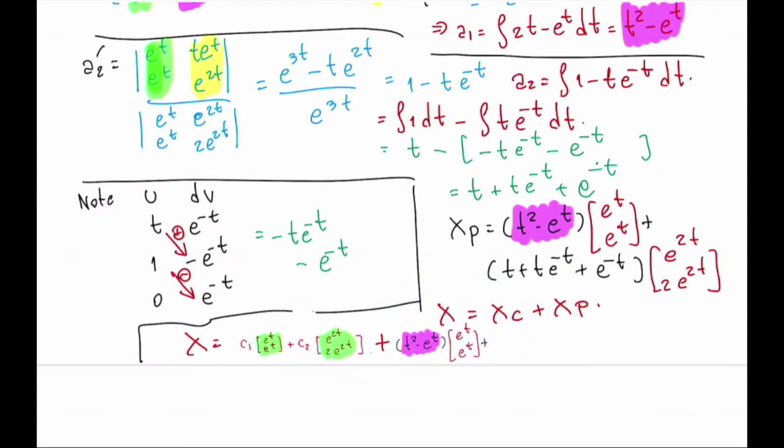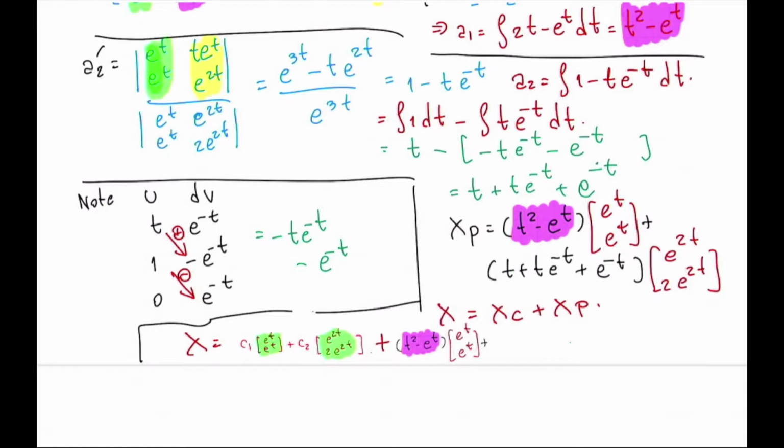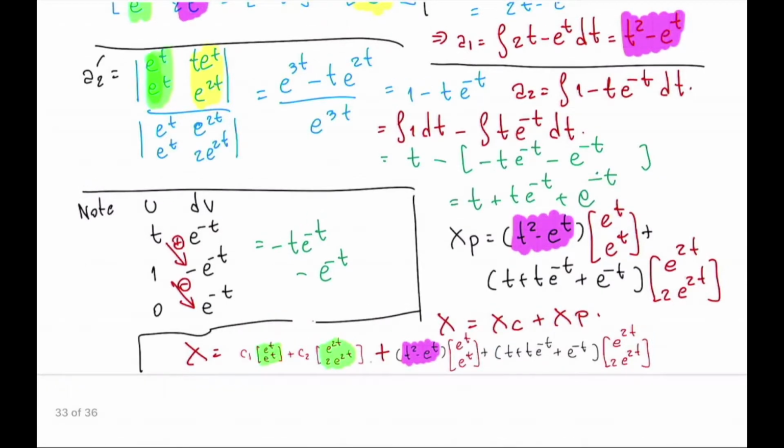But you know what I'm doing, right? I just copy and paste stuff. And that is the solution.